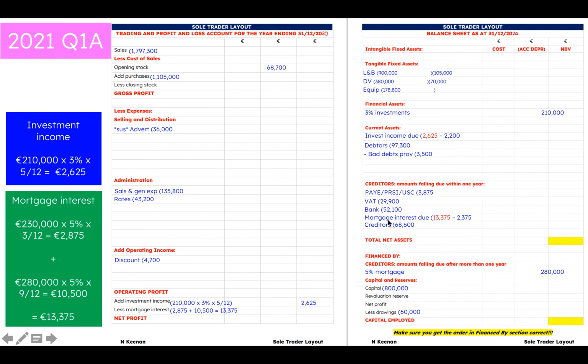Then you've got your investment income due, so this is the amount for the year minus what it said that it had paid in the trial balance, and then mortgage interest due.